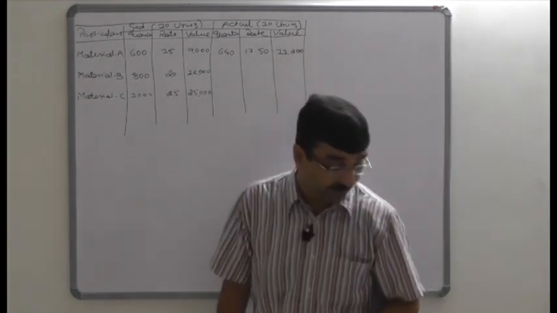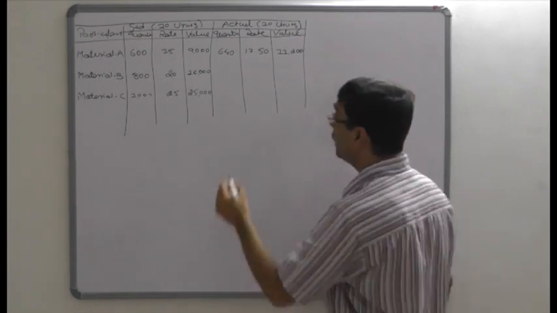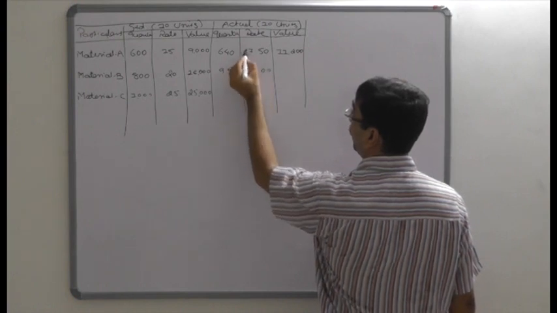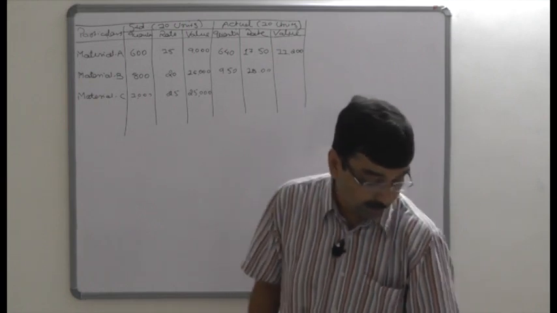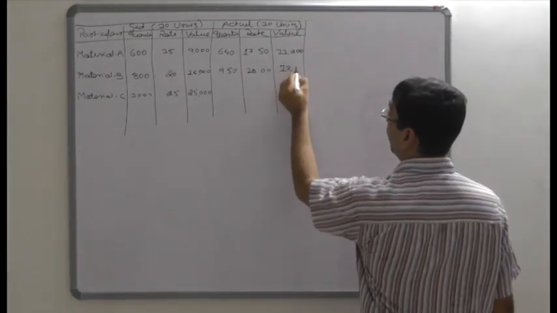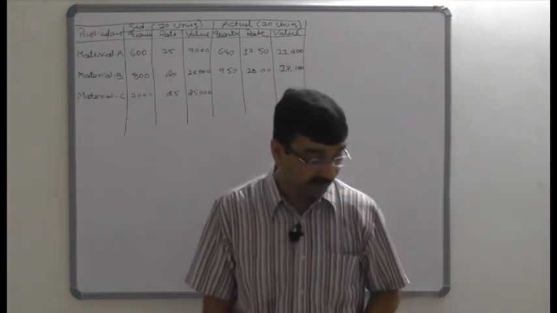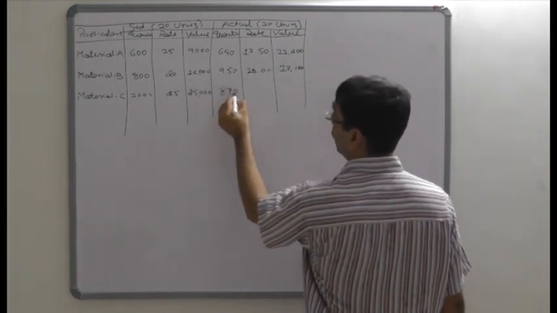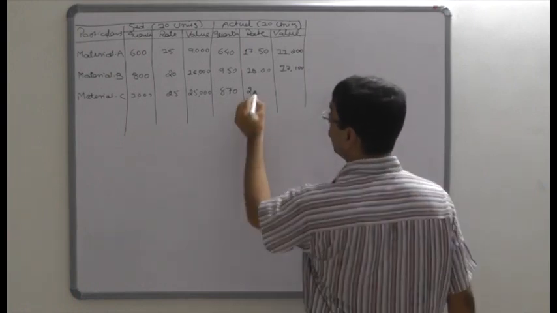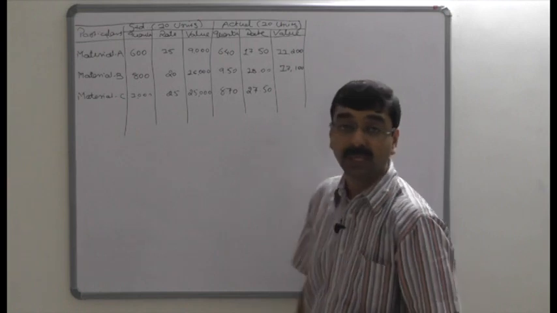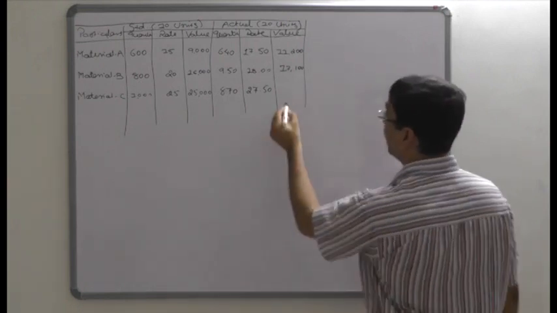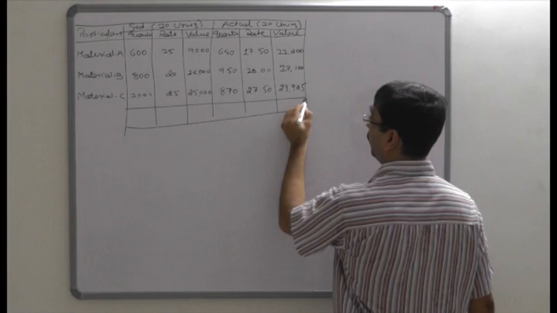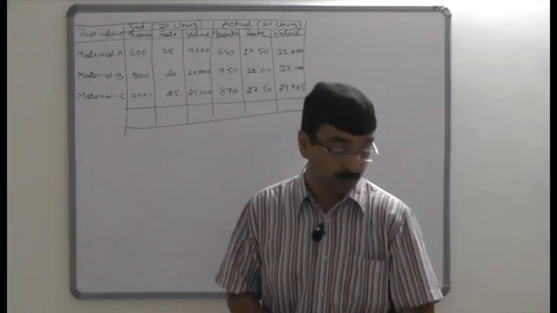Now we'll identify for material B, that is 950 kilograms at the rate of 18 per unit, and the total value spent is 17,100. 17,100 rupees spent for material B. And material C is 870 units, at the rate of 27.50 per unit, which comes to 23,925. Now on the basis of this, we are going to compare how much total quantity is required.